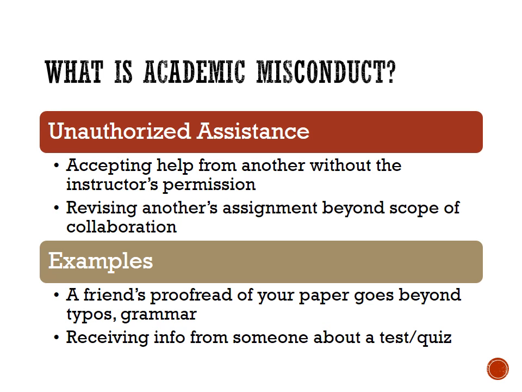Unauthorized assistance is when a student accepts the help of another person in completing an assignment for assessment without the instructor's express permission. It can also occur when another person, even a tutor, alters or revises an assignment beyond the scope of collaboration defined by the instructor. Examples of this are when a friend's proofread of your paper goes beyond grammar and typos, or when you receive information from someone else about what is on an upcoming test or quiz.